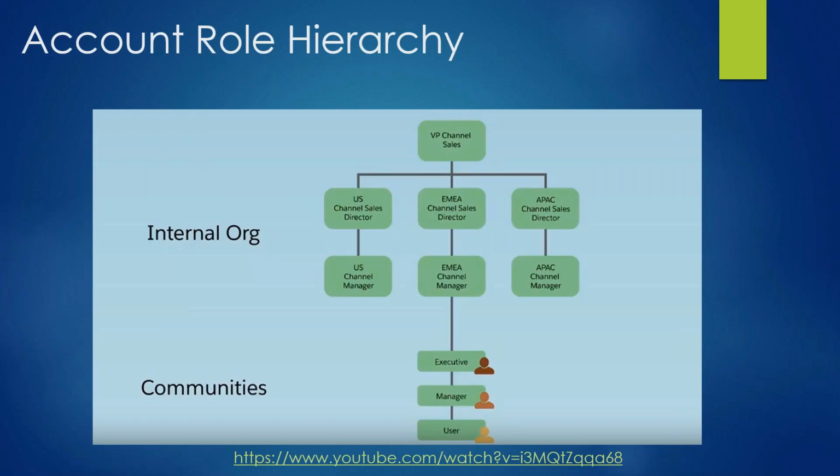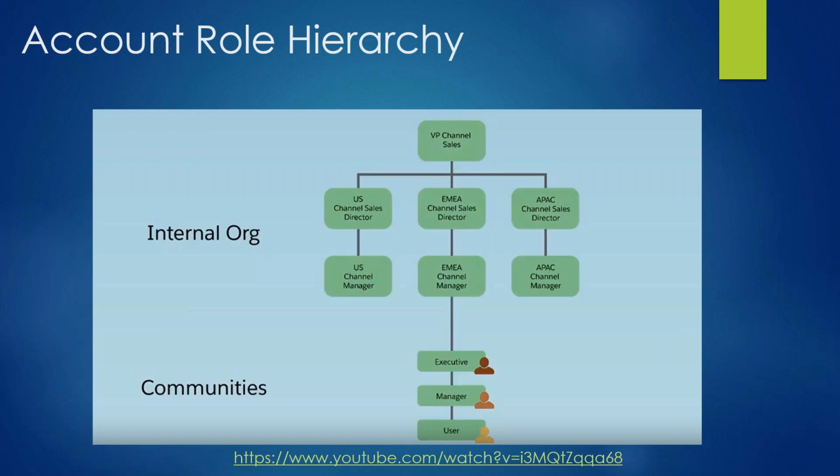Then the next one is the account role hierarchy. For the internal org, you already know how it works. VP channel sales at the top, then the directors reporting to them, and the managers reporting to the directors. That works perfectly for the internal org. But how does it work with communities? For communities, you also have executive, manager, and user. It's based upon the setting that you do in a community.